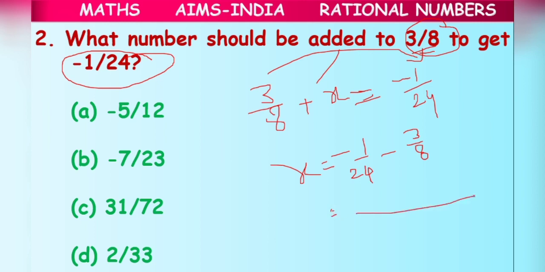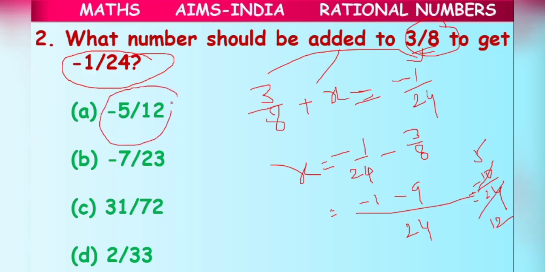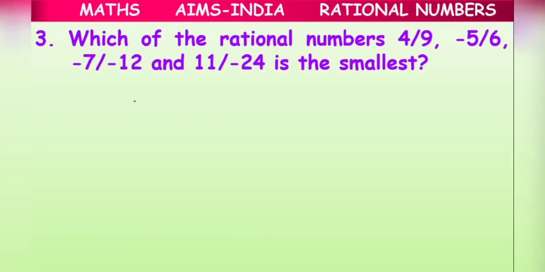We have to take the LCM. LCM of 24 and 8 is 24. 24 1 is 24, minus 1. 8 3s are 24, 3 3s are 9. So what are we getting, children? Minus 10 by 24, which can be simplified further. 2 5s are 10, 2 12s are 24. What is the answer, children? Minus 5 by 12. Minus 5 by 12 is the correct answer. Okay. So next, third one.